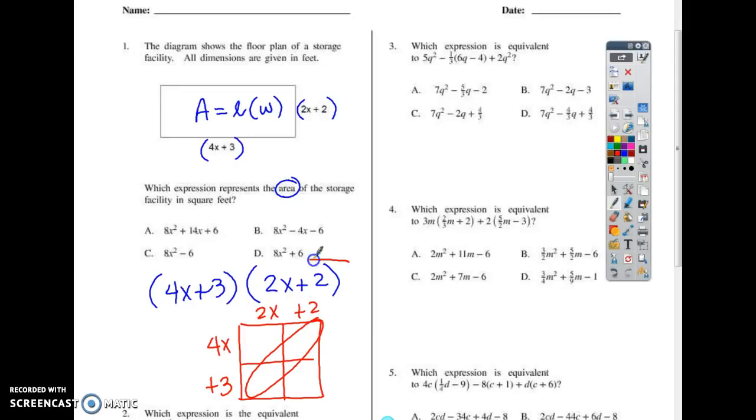Or you can put this whole thing in Desmos, just like that with the parentheses, and you can put all the answer choices in Desmos. So put this in Desmos, this in Desmos, this in Desmos, this in Desmos, and see which one matches. Okay? That's how you would do it on the computer.